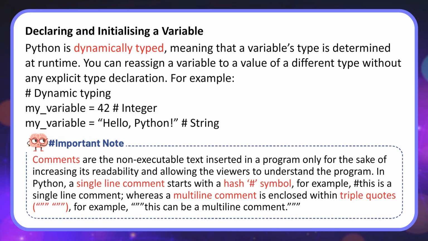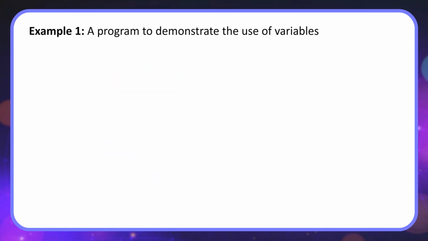In Python, a single line comment starts with the hash symbol. For example, this is a single line comment, whereas a multi-line comment is enclosed within triple quotes. For example, this can be a multi-line comment.